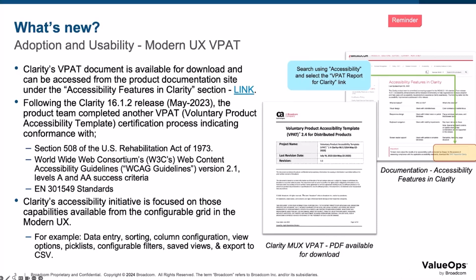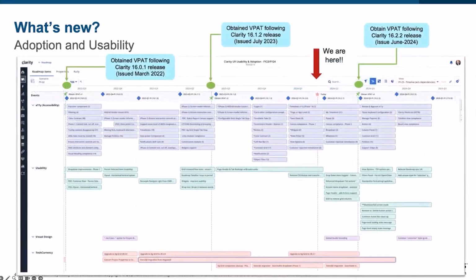As a reminder, Clarity's accessibility initiative is focused on the modern user experience and those capabilities available from the configurable grid. Clarity's most current VPAT document can be accessed from the product documentation site under the accessibility features in Clarity section. It should be noted that Clarity's accessibility effort is never truly complete, but we have a roadmap in front of us, and the newly published VPAT based on Clarity 16.1.2, which again was released in June of 2023.